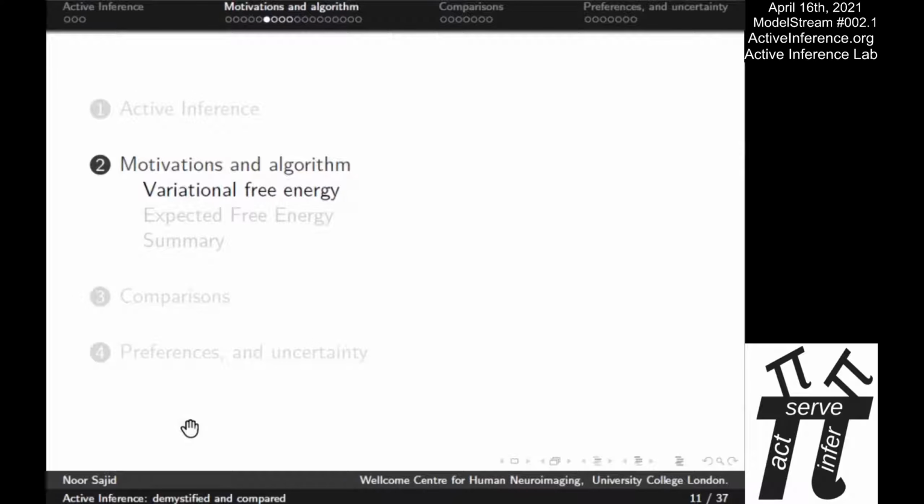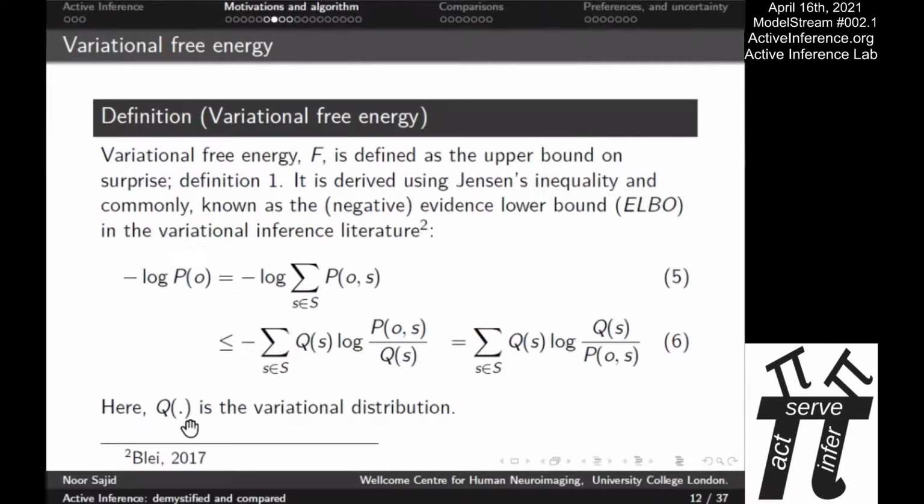So this will be a natural step to talk about the variational free energy, which is this variational approximation of the quantity of interest. So what is variational free energy? Variational free energy is defined as the upper bound on surprise. The first definition that we considered is derived using Jensen's inequality and is commonly known as the negative evidence lower bound in the variational inference literature.